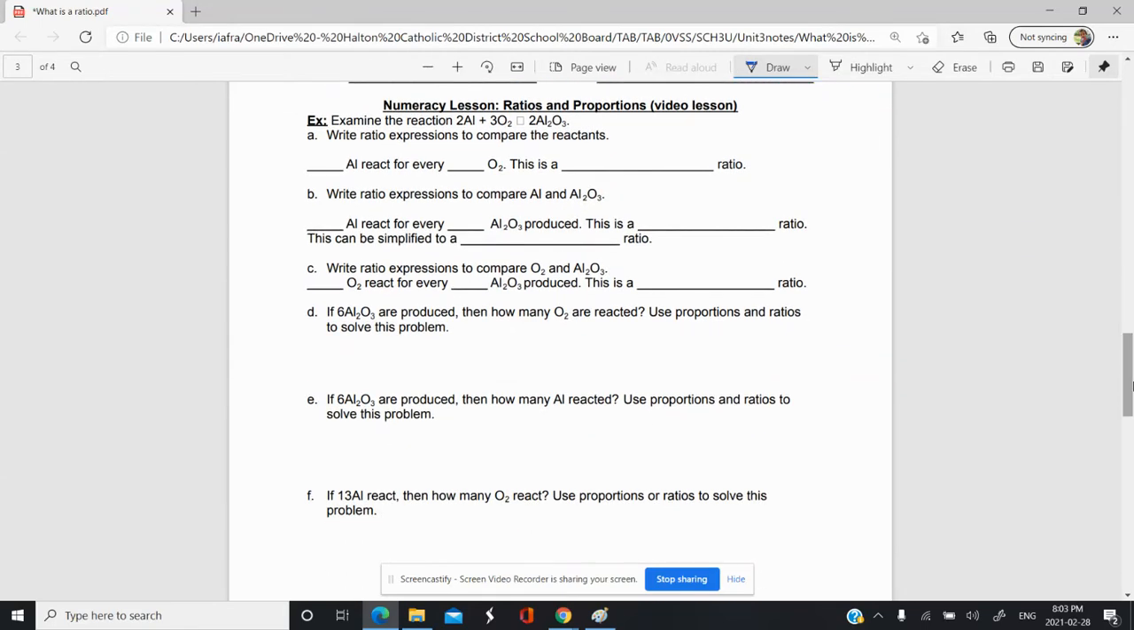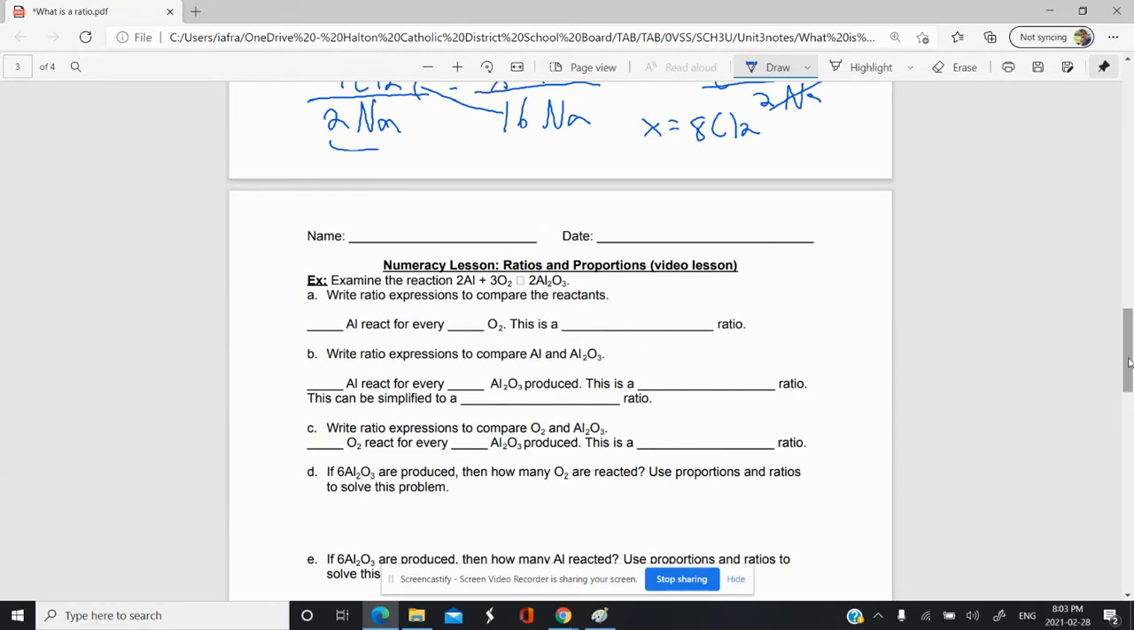In this video, we're going to do one more example of ratios and proportions in chemical reactions. So here we have an equation. We have two aluminums reacting with three oxygen molecules to make two aluminum oxides. So think of this like a recipe. Every time you want to make two aluminum oxides, you need to have two aluminum atoms and three oxygen molecules.